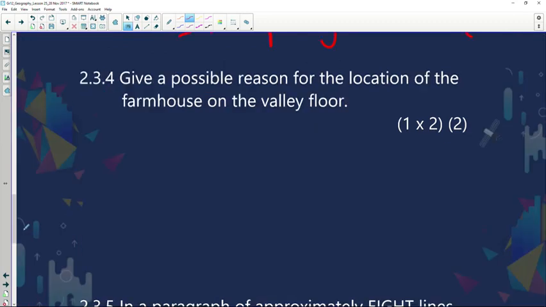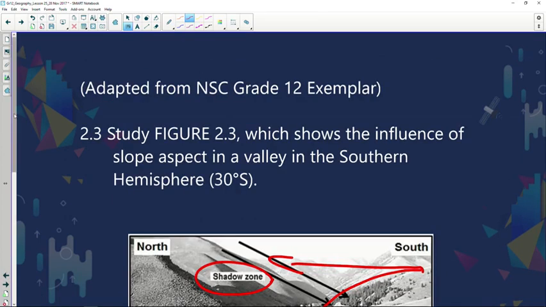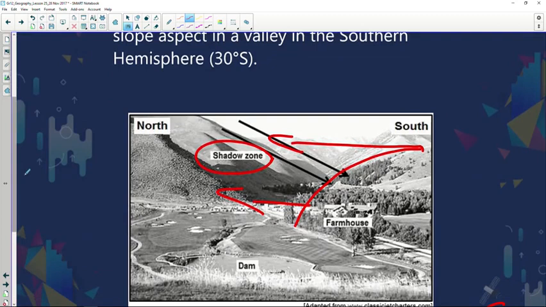Okay. Now give a possible reason for the location of the farmhouse on the valley floor. As you can see, if we go back to the farmhouse, look at the location over there. The farmhouse is situated almost halfway up the slope. There's the bottom of the valley over there. Now a couple of reasons. Look at the gradients, not that steep, and obviously it's close to the dam situated down there. So that's a couple of reasons.